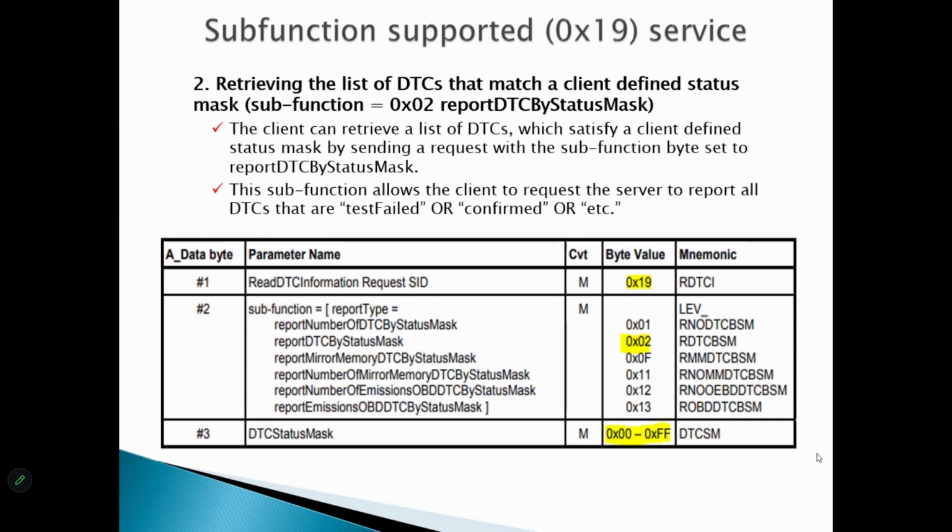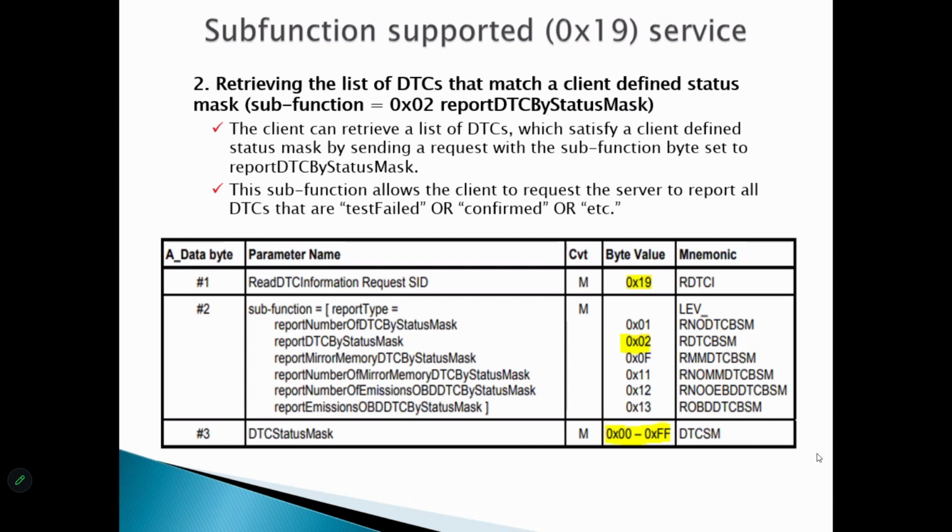Okay, now. In the 01 subfunction, we have seen that when the client requests with the 01 subfunction, the server will check the number of DTCs. How many DTCs with the client defined status mask are stored in the memory, and it will give the count.